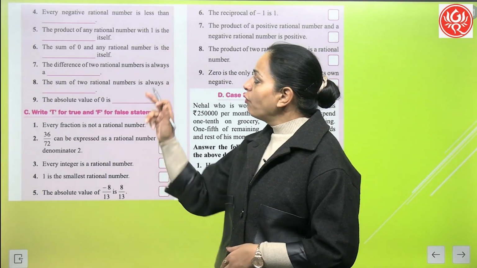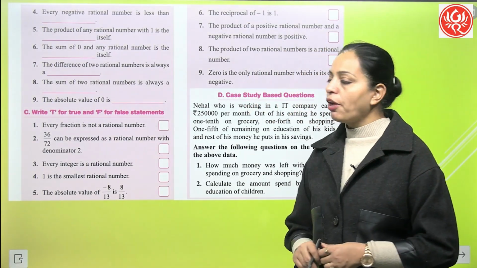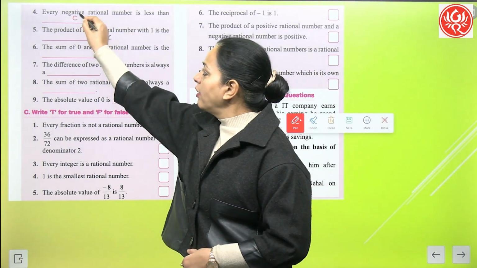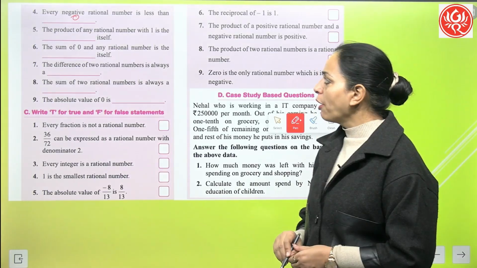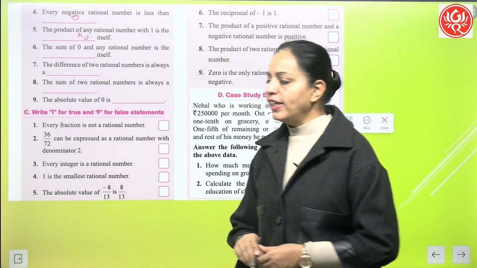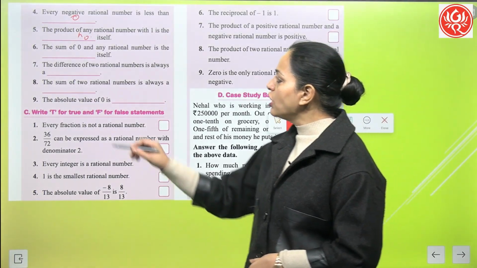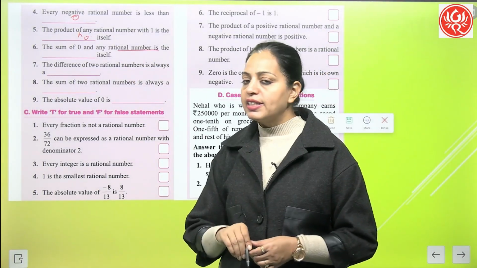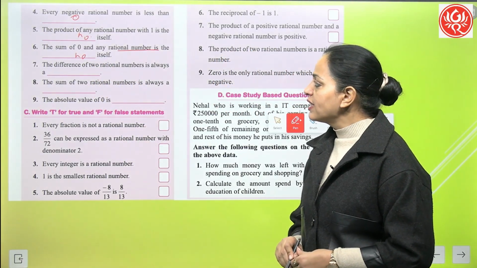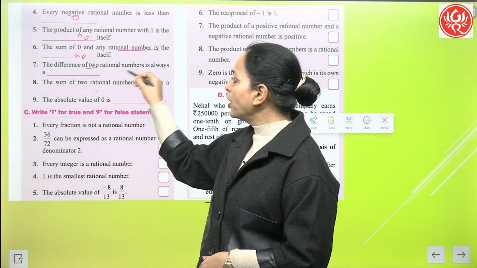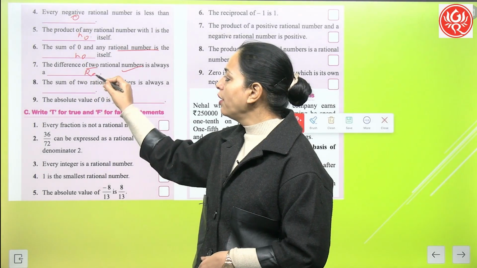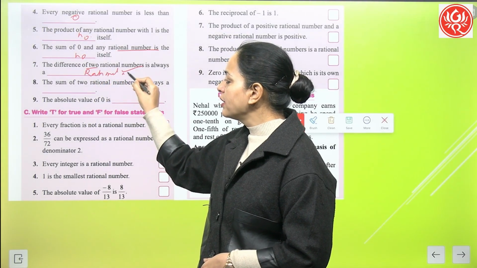Next is fourth one, every negative rational number is less than 0, right? And the product of any rational number with 1 is the number itself, right? The sixth one, the sum of 0 and any rational number is that rational number itself. The seventh one, the difference of two rational numbers is always a rational number, right?